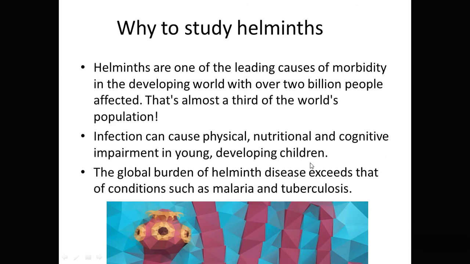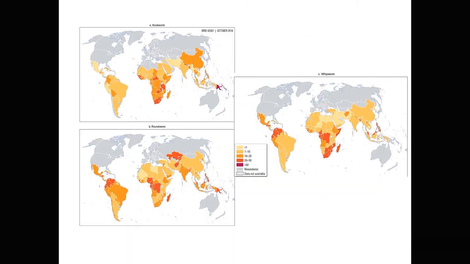Why should we study helminths? Because they are a major cause of morbidity and also mortality, especially in underdeveloped countries. Helminths affect almost a third of the world's population. The diseases are especially important in children because they can lead to physical, nutritional, and cognitive impairment, and the global burden of helminth diseases exceeds that of conditions such as malaria and tuberculosis.